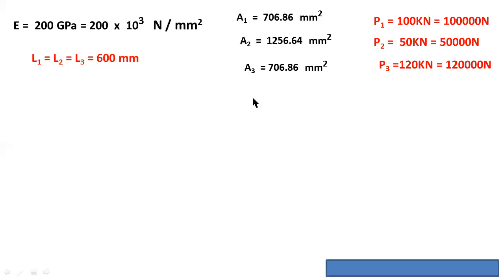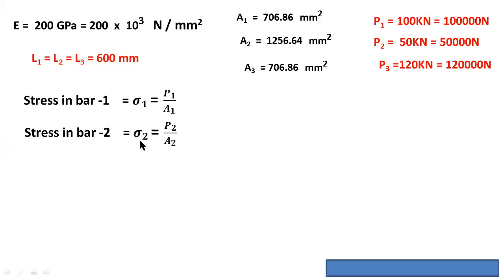By using these values, you have to find the stresses induced in each bar. Sigma 1 is the stress induced in bar 1, that is bar AB. Sigma 2 is the stress induced in the bar BC. Sigma 3 is the stress induced in the bar CD. By substituting the values A1, P1, A2, P2, A3, P3, you can get the individual stresses induced in the bars.